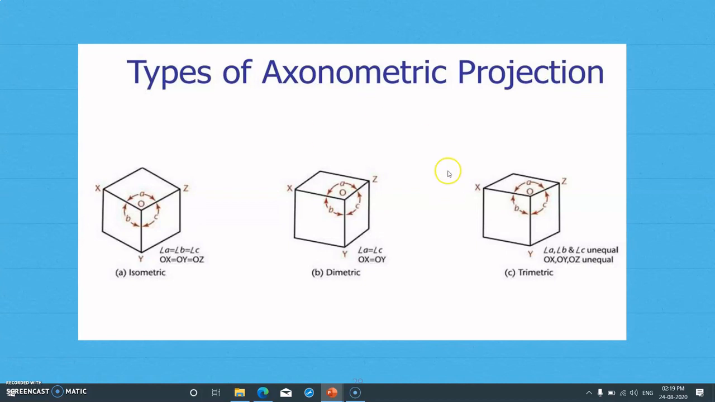Then we have diametric projection. Here the projection plane normal makes equal angles with two of the three principal axes. Only two angles will be equal here. Then we have trimetric projection. Here the projection plane normal makes unequal angles with each of the principal axes. Each of the principal angles will have unequal angles. This is known as trimetric projection.